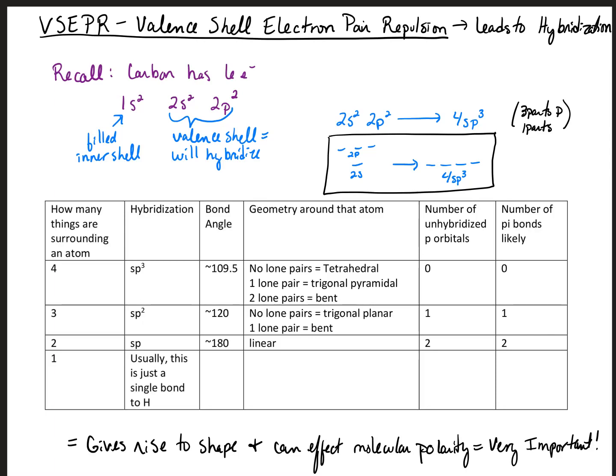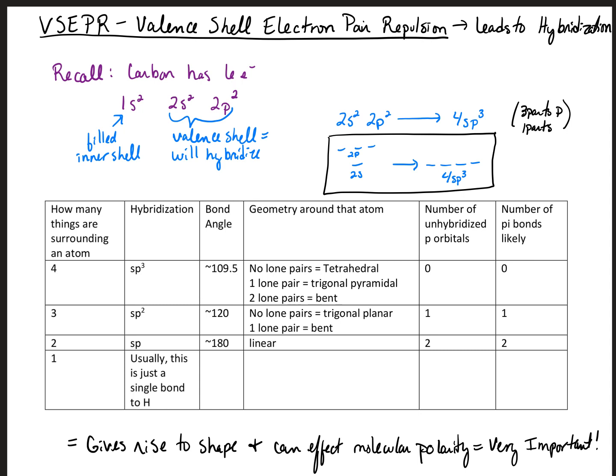So as we finished up, I promised that we'd go through VSEPR theory a little bit more, which stands for valence shell electron pair repulsion. This is what leads to hybridization and gives us our shape of molecules, and it's so incredibly important that you be able to process this. All of this sort of goes together, okay?